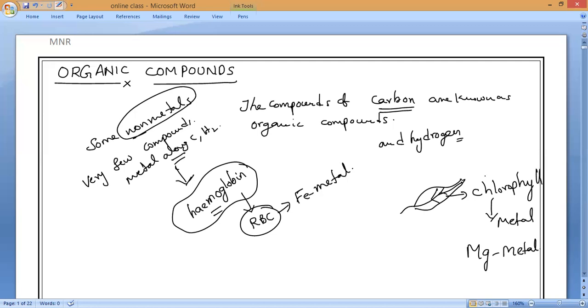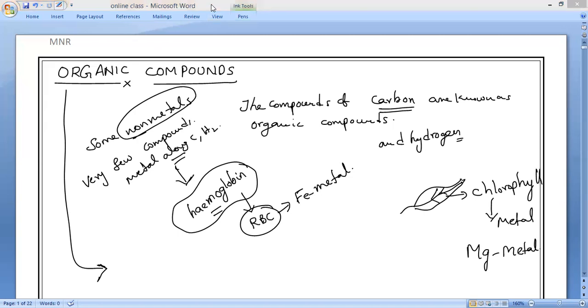Now, the word organic. Nowadays, in this 21st century, organic is the most popular word. You might have heard it everywhere: organic food, organic agriculture, organic methods, like that you are hearing nowadays. Is it yes, guys? Yes or no?